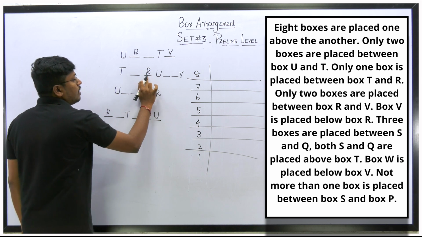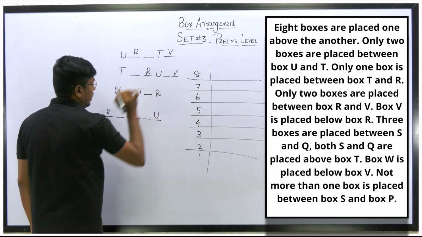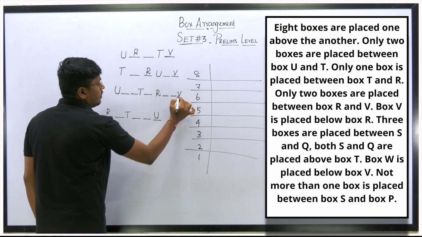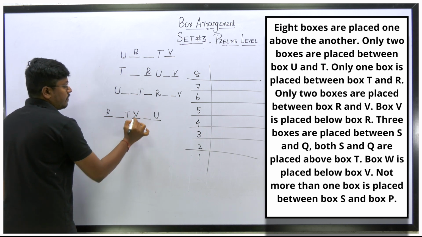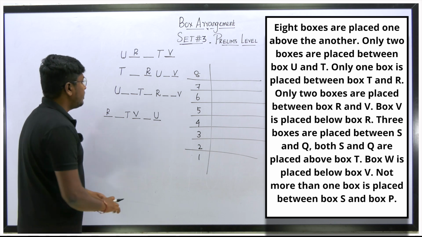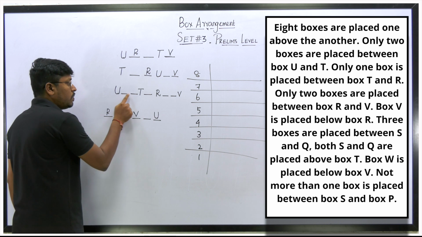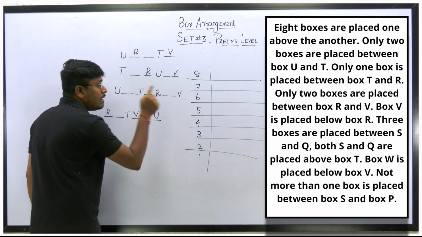So between R and V there is a gap of 2 boxes, right? So we can fix R here. Similarly 1 and 2, so this will be V, and similarly 1 and 2, so this will be V. So finally between R and V there is a gap of 2 boxes. Let's see how many boxes are there here. 1, U is 1, 2, 3, 4, 5, 6, 7, 8 and 9 boxes.